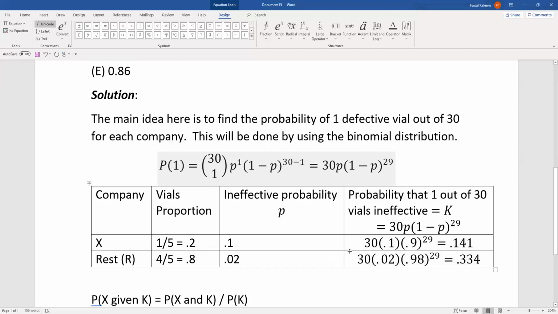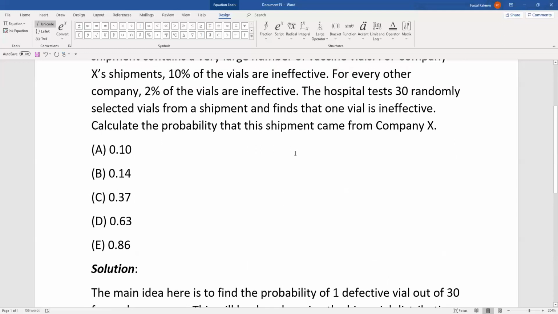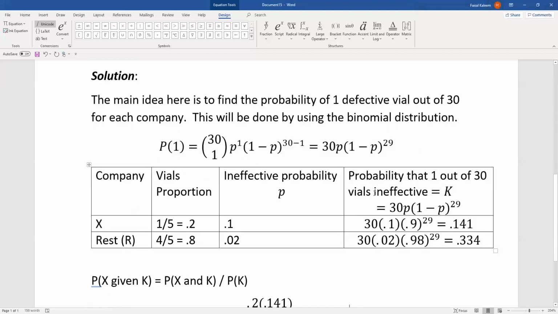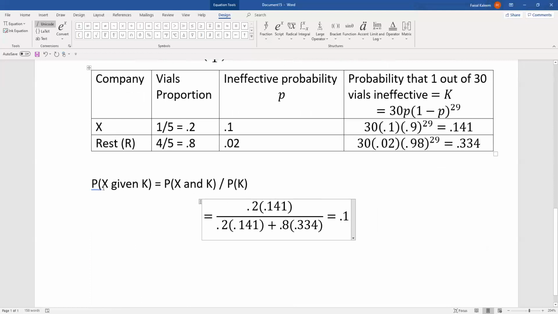And we want the probability that this shipment came from company X, given that 1 was defective out of 30. So let's call this event of 1 out of 30 being ineffective K. So we want the probability of X given K, right? We want the probability that it came from company X given that 1 out of 30 was defective. So that'd be probability of X and K divided by probability of K.